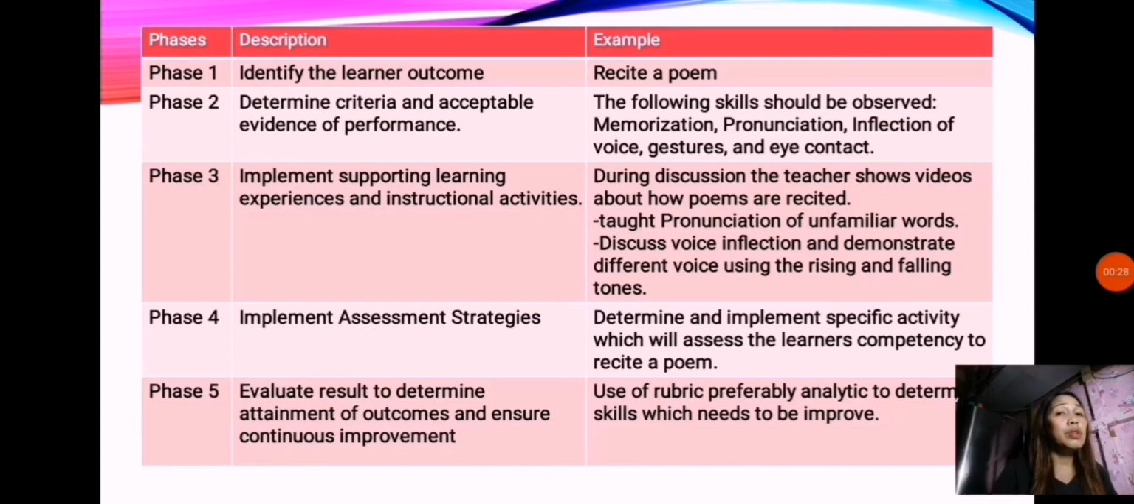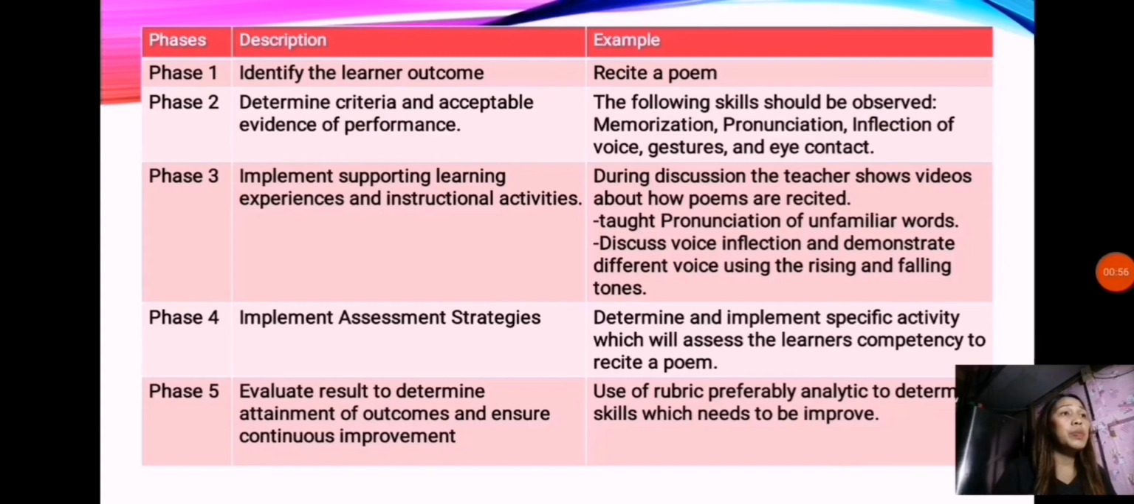Phase number 2, determine criteria and acceptable evidence of performance. Example, the following skills should be observed: memorization, pronunciation, inflection of voice, gestures, and eye contact. So determine the criteria on the evidences that your students have really acquired the competency to recite a poem. So you have to determine specific criteria or skills.